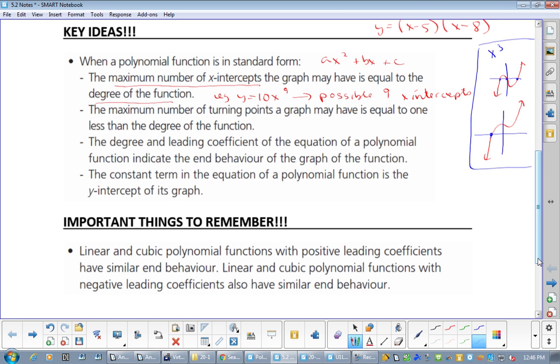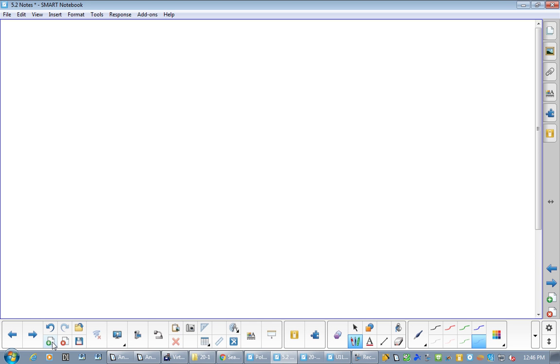Now, an x squared. So I just want to show you. So an x squared, what is the most it could have? 2. Okay. This would be a good example, I think, of 2 x-intercepts. Could it have 0? How many x-intercepts does that have? 0. Can it have 1? Tough call, because this might be considered 1.